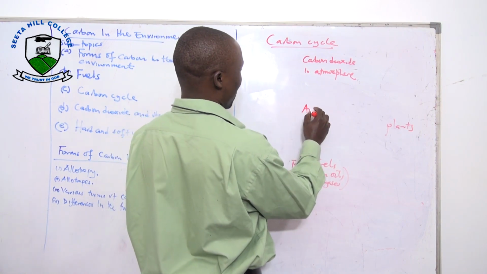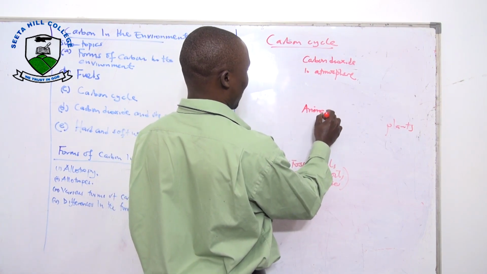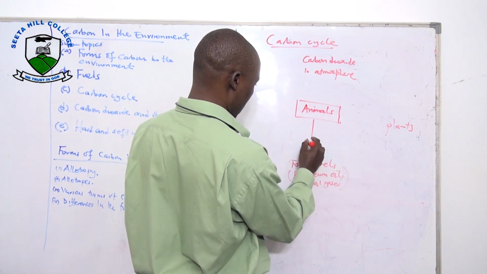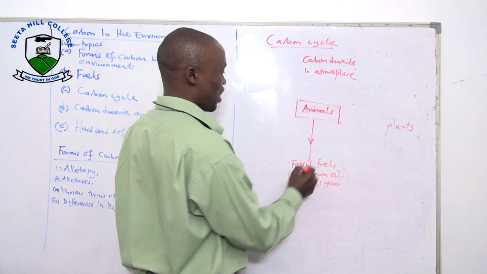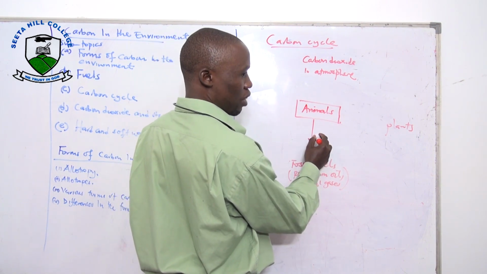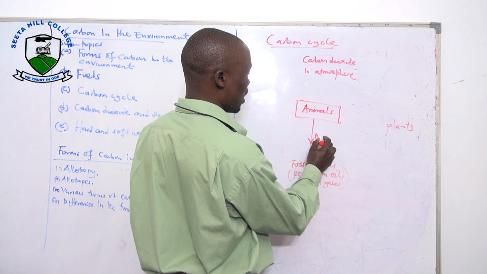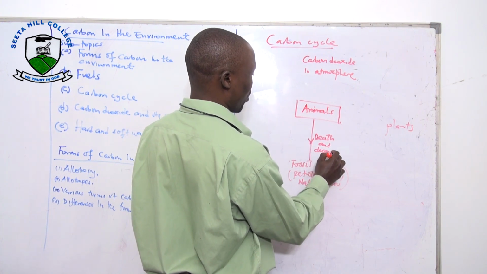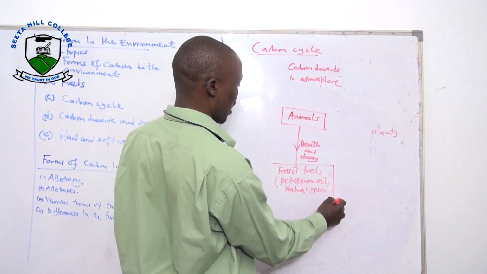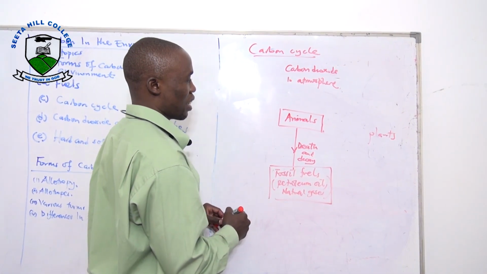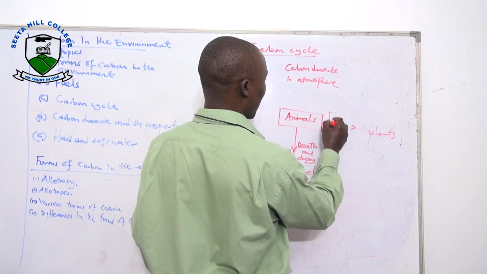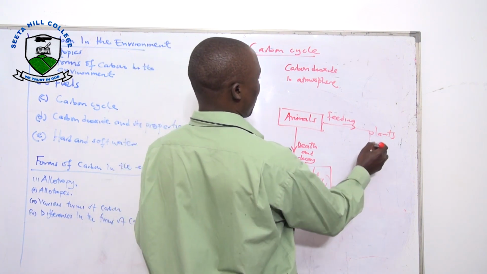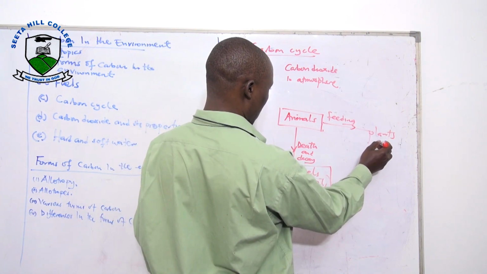Let me put them in. The animals will die and decay. They'll be buried by soil, and they'll form those fossils. This is death and decay. That's very great. Animals eat plants; this is feeding. Animals produce cow dung.